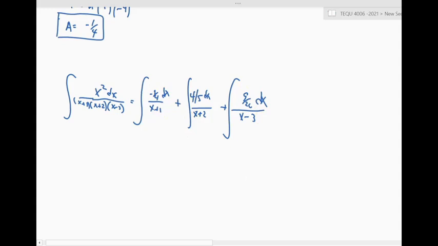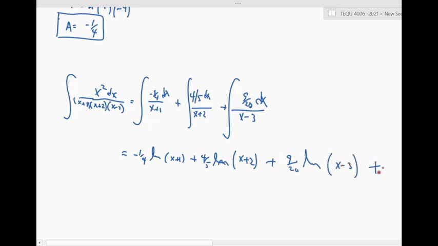And the solution for this integral is as simple as minus 1/4 times the logarithm of x plus 1, plus 4/5 times the logarithm of x plus 2, plus 9/20 times the logarithm of x minus 3, plus a constant, and that will do.